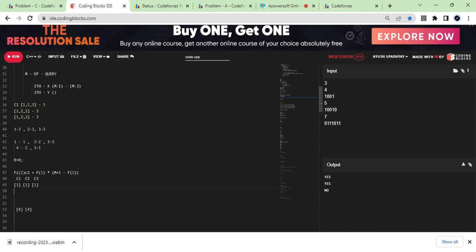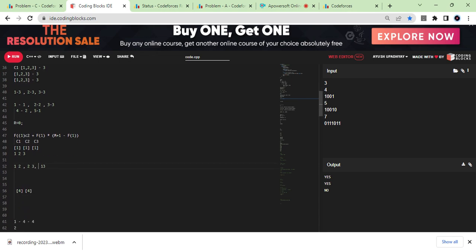Why would f of 1 into f of 1 not be very good? f of 1 into f of 4 is good, 3 into 2 is good, because these are different things. But f of 1 into f of 1 is not good, because you want to choose two of them. If this is 1 2 3, you can only do 1 and 2, 2 and 3, and 1 and 3. Only these three things are possible. 1 and 1 is not possible, right?